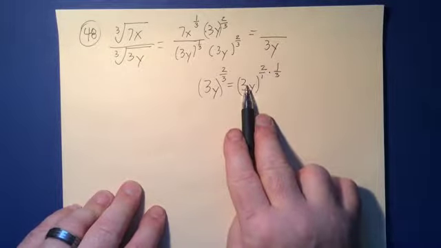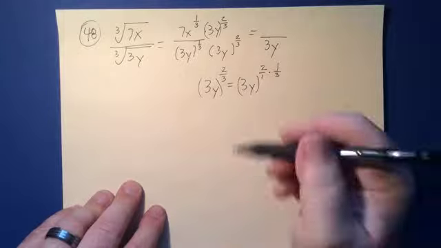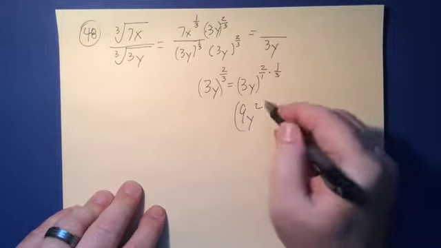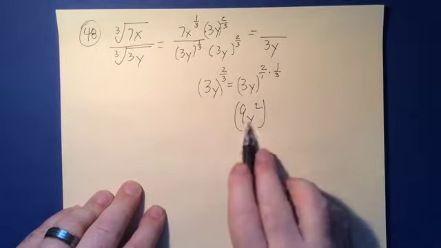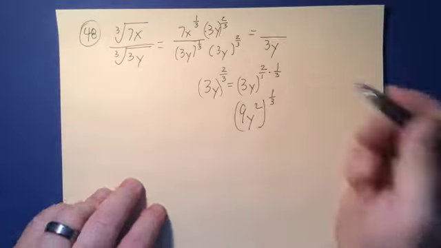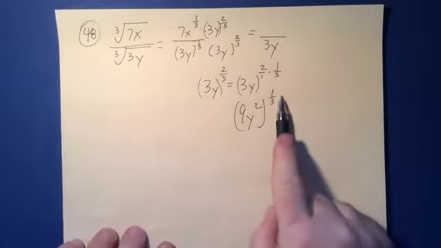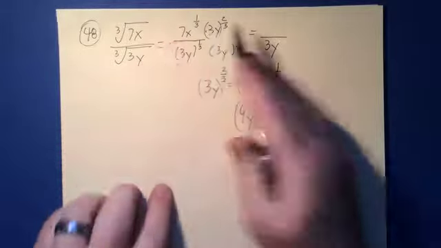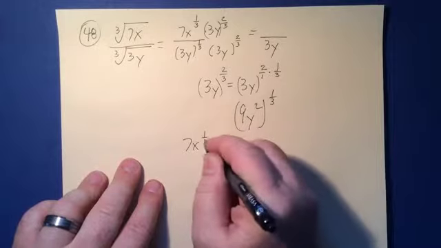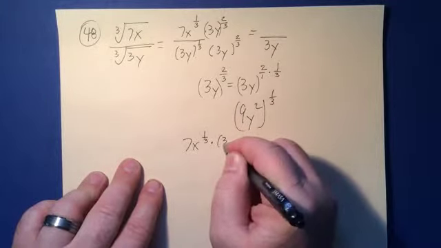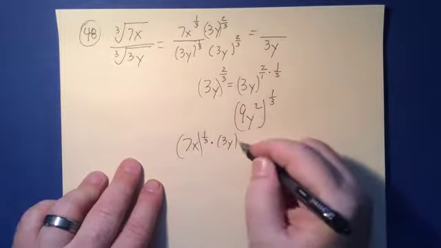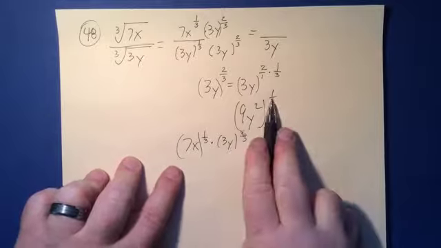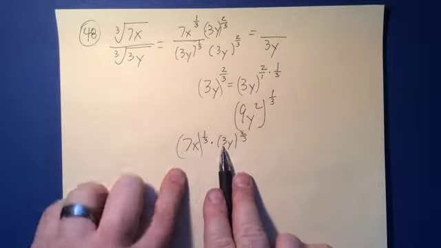So if I take the 3 and I square it, I get 9. If I take y and square it, I get y squared. And now I take 3y and I square it to get 9y squared. I'm going to raise that to the 1/3. It's important if I'm going to take this quantity here. So I'm going to rewrite this expression again. I need to have this and this have the same exponent if I'm going to multiply them together.